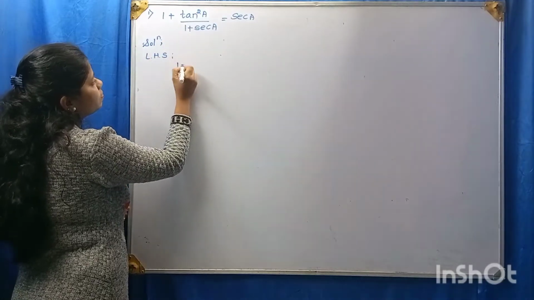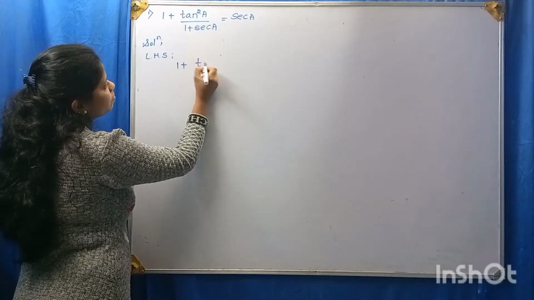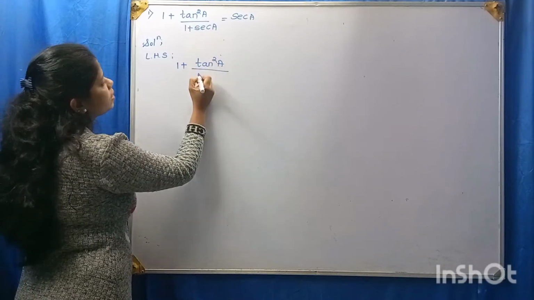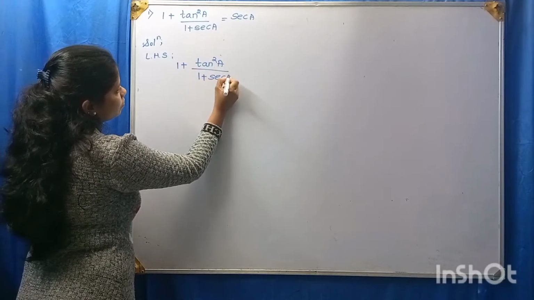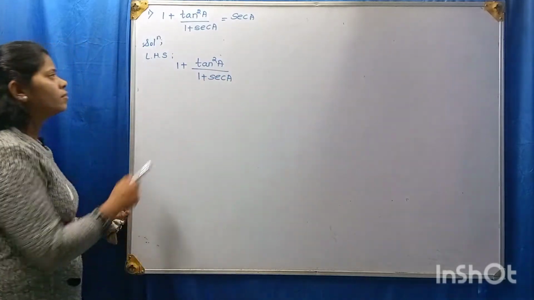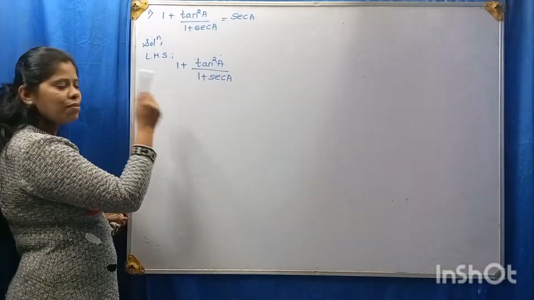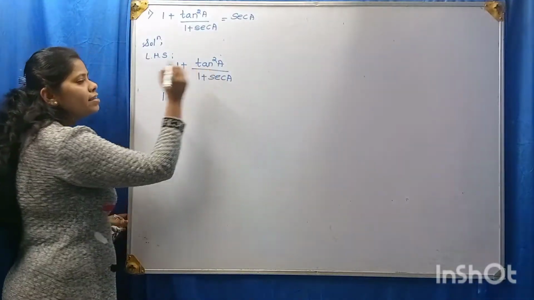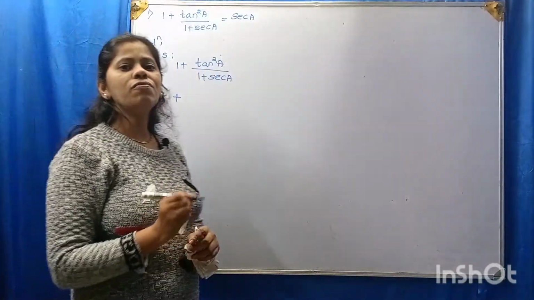1 plus tan²A divided by 1 plus secant A. Okay. Let me write it as it is. 1 plus tan²A. We know the formula.